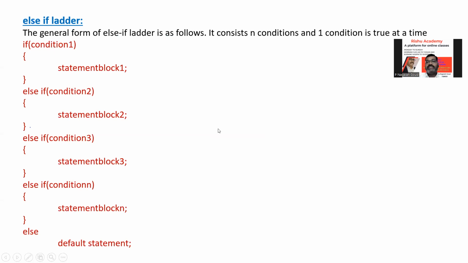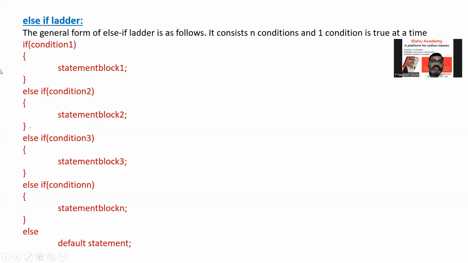The next one, else if ladder. Else if ladder means it looks like a ladder. Each step of the ladder indicates one condition. There are n number of conditions. The else if ladder consists of n number of conditions: condition 1, condition 2, condition 3, and so on, condition n. Point to remember, one condition is true at a time.